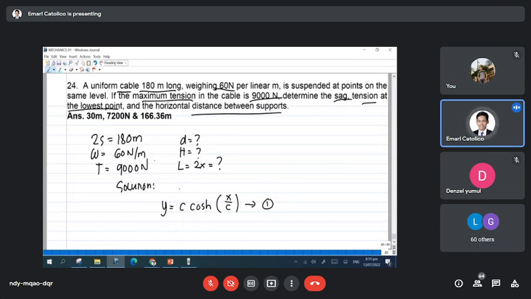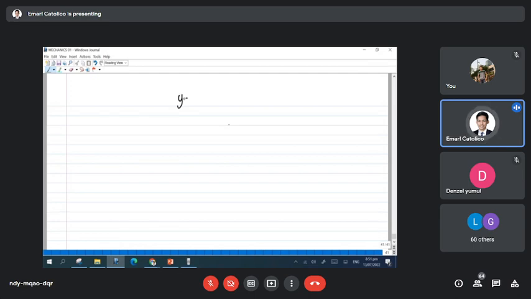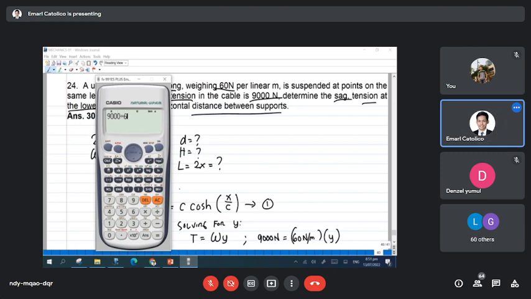Okay, so saan natin makukuha si y? So, pwedeng gamitin yung tension and yung omega, ano. So, solving for y. Formula natin, T is equals to omega times y. 9,000 is equals to omega natin is 60 Newton per meter times y. Therefore, y is equals to 9,000 divided by 60. Okay, so 150 meters.